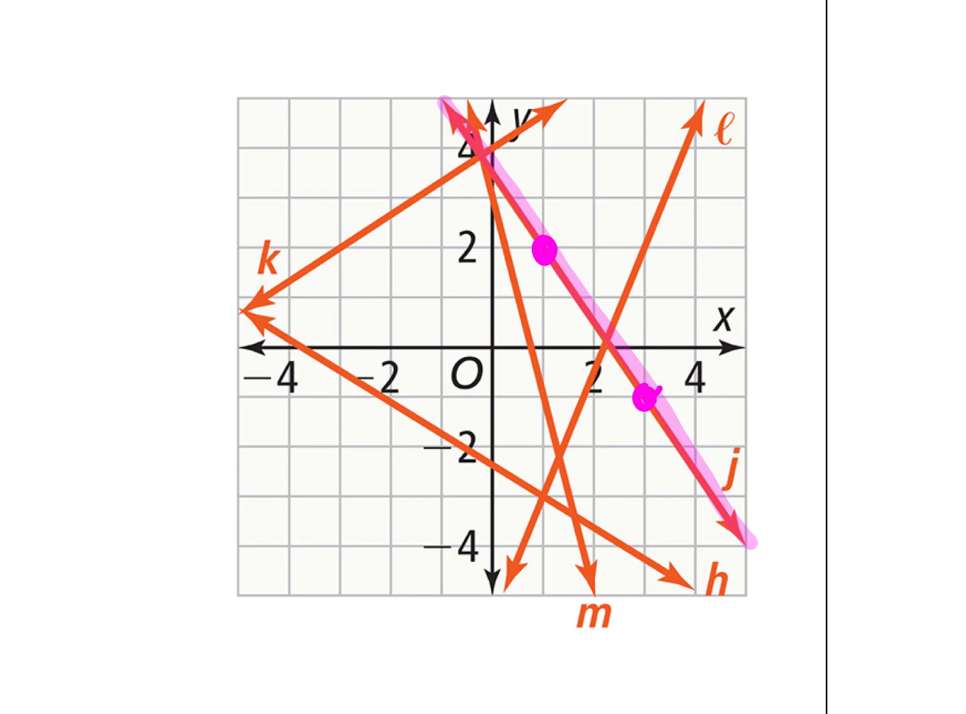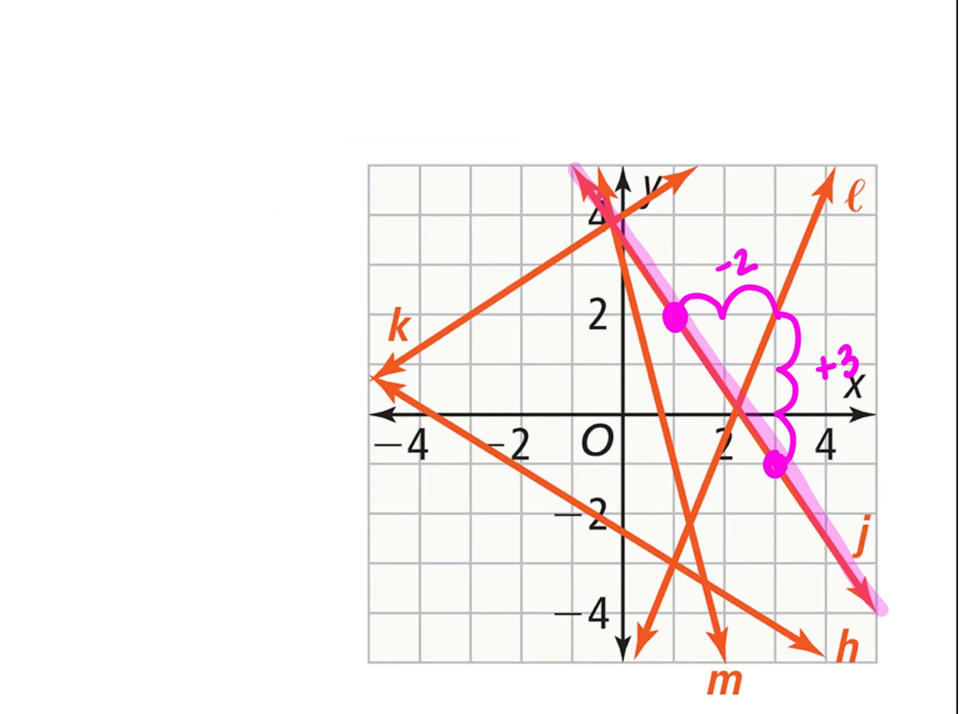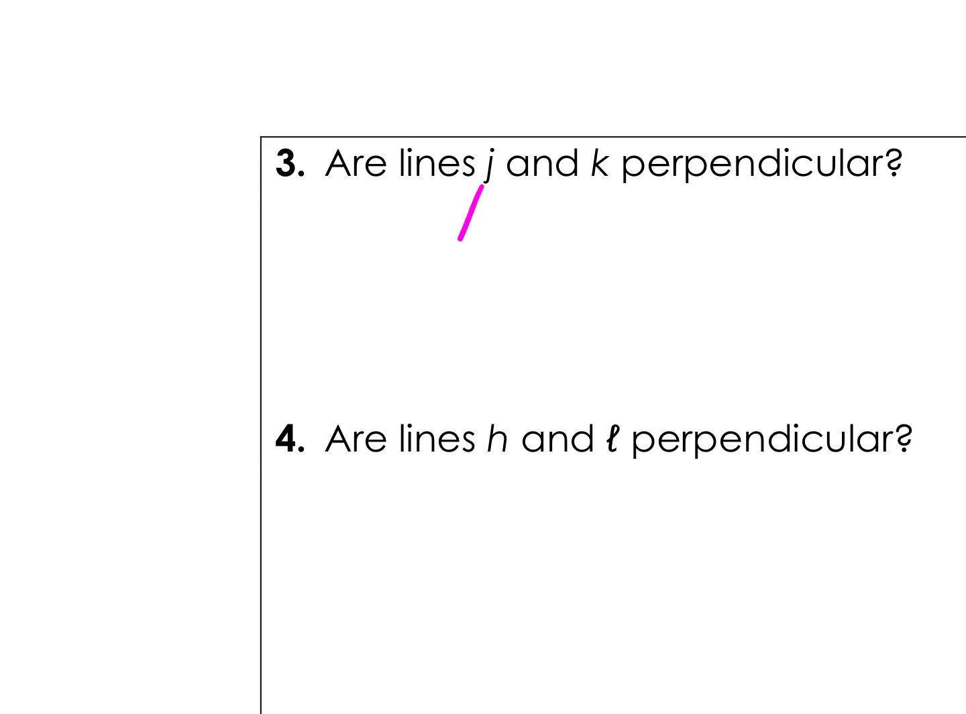Let's find the rise over the run. So we go up 1, 2, 3. That's a rise of 3 and a run of 2 to the left. So we would say our slope is negative 3 over 2. So line J has a slope of negative 3 over 2.